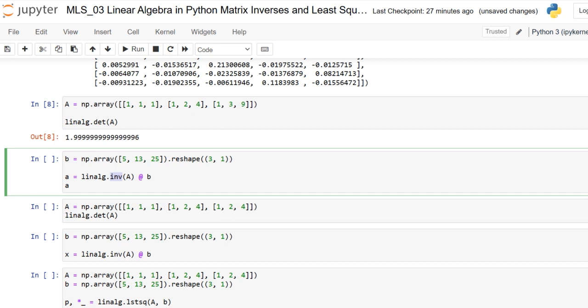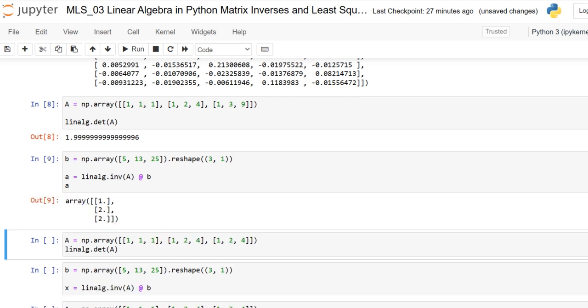You can be sure that there's a unique solution for the system. You can also solve it by using the inverse of A times B. Let me just see what the A value is: 1, 2 and 2.